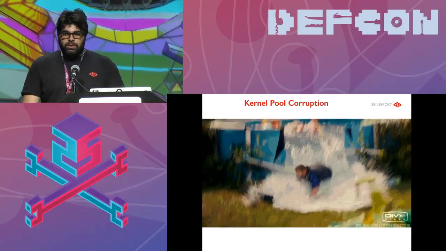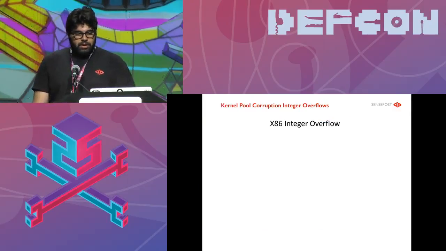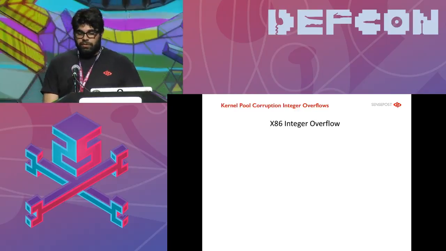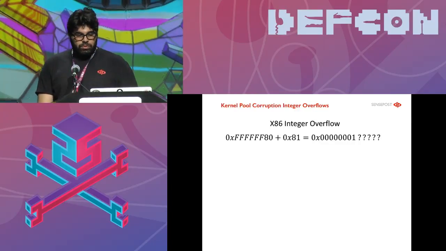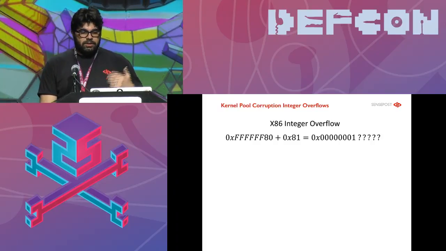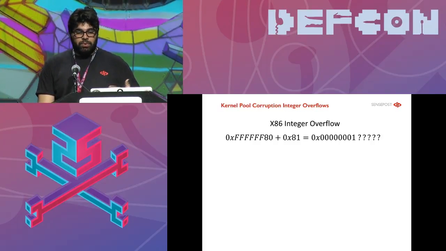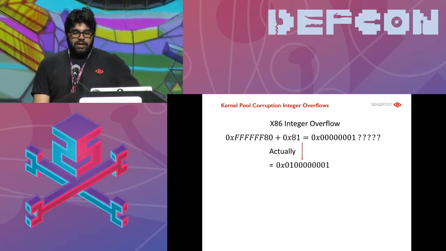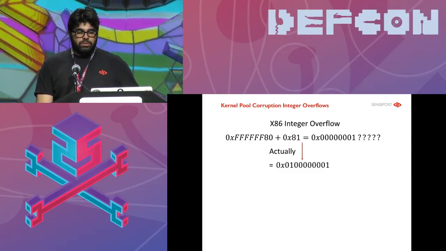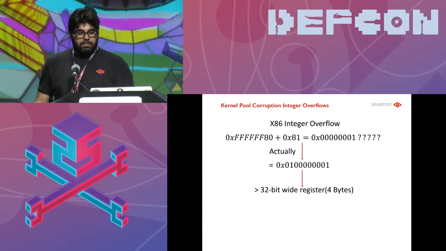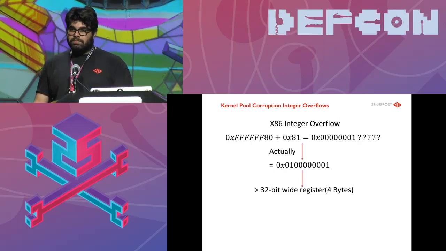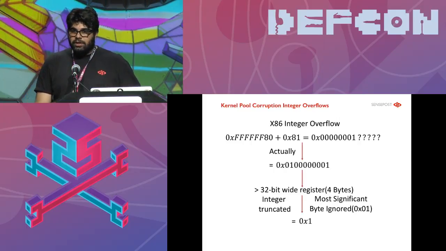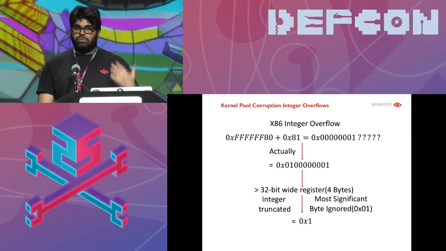The next thing I want to follow through is kernel pool corruption. We will focus on x86 integer overflows, or integer overflows in general. The first equation I want to talk about is 0xFFFFFF80 plus 0x81 will result in 1. Well, that's not really the truth behind it. The truth is that it actually results in a much larger number, 0x01000001. But x86 registers can only hold up to 4 bytes in memory. So this number is larger than the 4-byte max int, and the most significant byte, or anything that is larger than 4 bytes in length, will be truncated, thus equals 1.